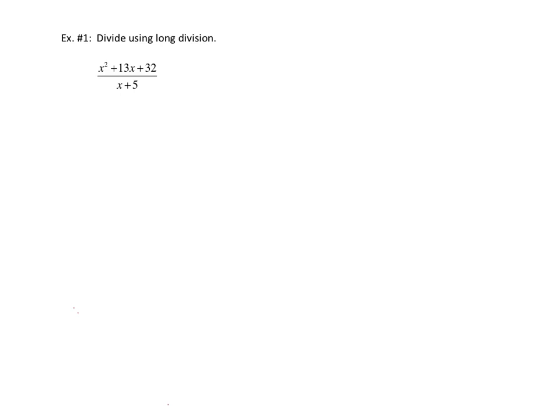To divide the polynomials using long division, start by writing the divisor, the polynomial doing the dividing, out in front, and then the dividend underneath. So that's our x squared plus 13x plus 32. So our process steps for long division are divide, multiply, subtract.